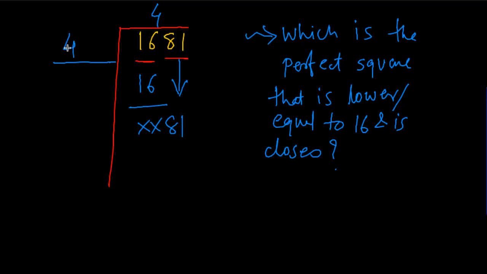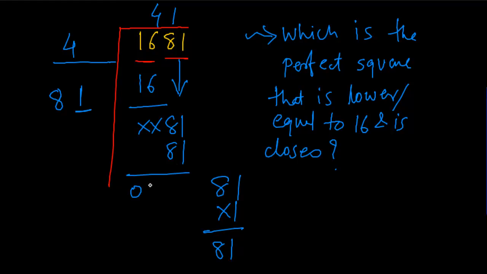81. Now this 4 plus this 4 would add up to 8. Now you will have to choose some number over here such that the number chosen, when multiplied by this whole number formed, would be closest to 81. I can see clearly that 81 into 1 would be 81. So it is 1 and you got the remainder 0, and you don't have anything to bring down, and this would be your square root.